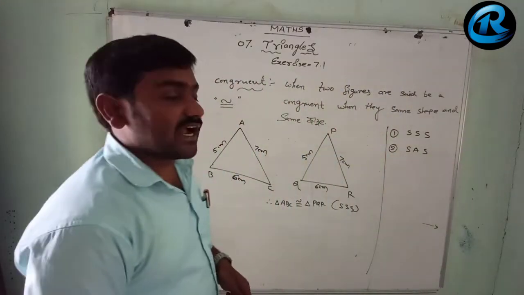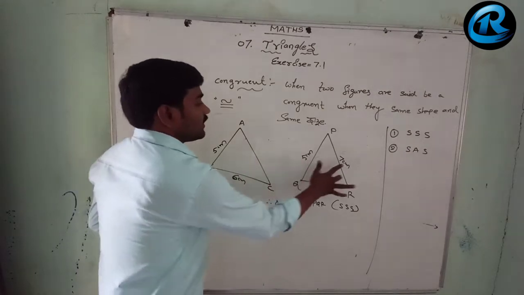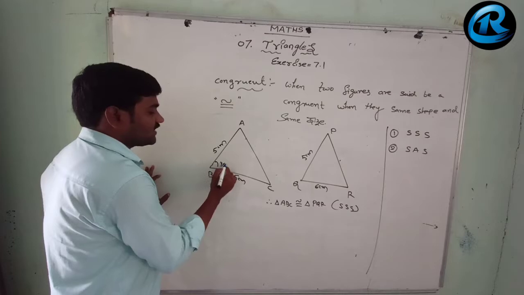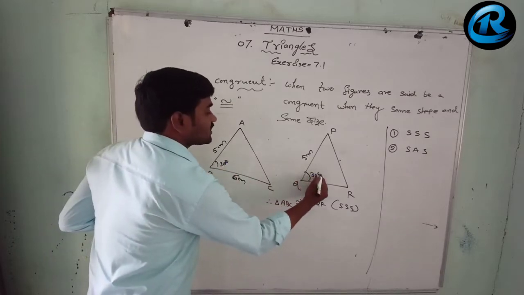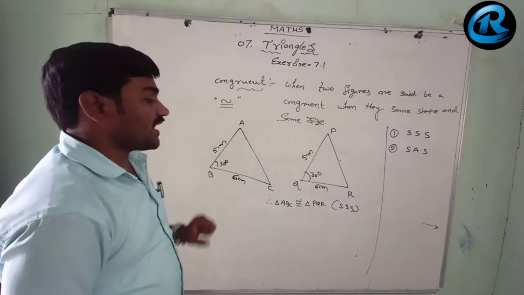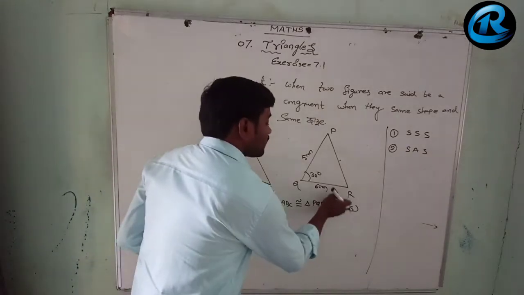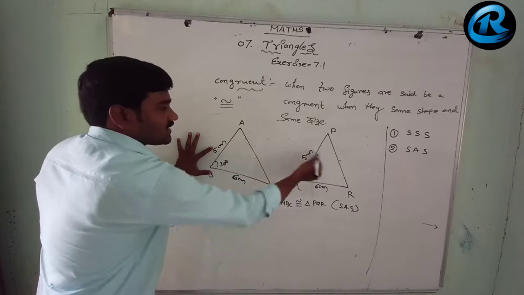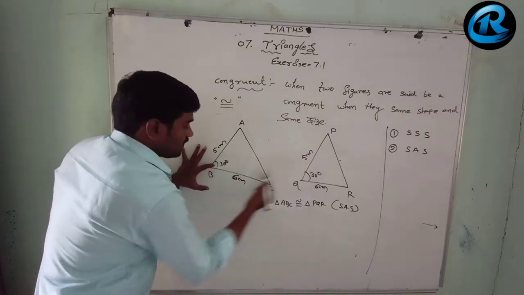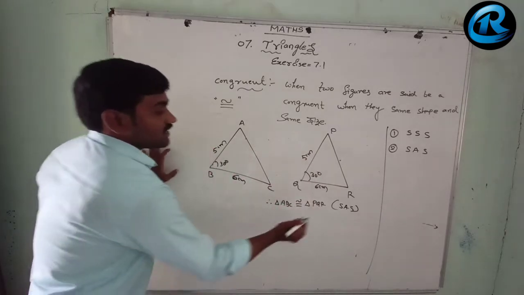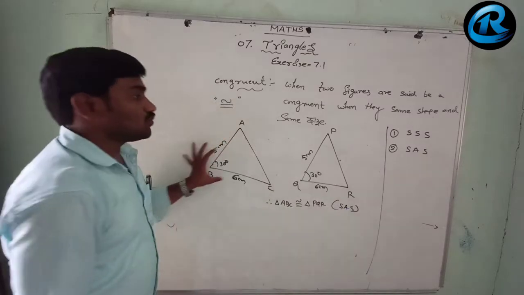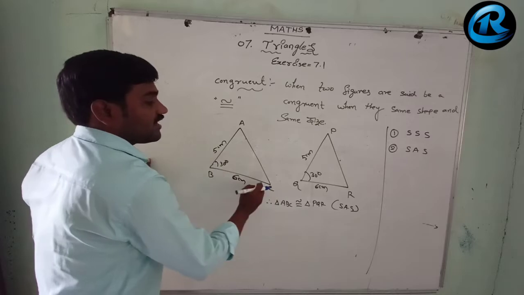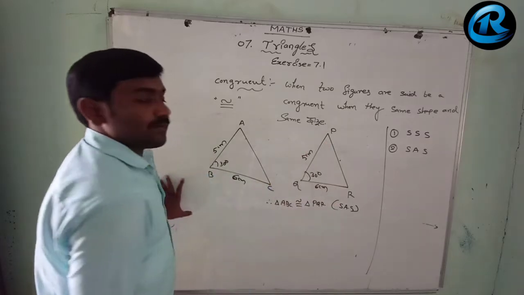The second one is side angle side. Suppose here they are not given 3 sides, they are given only 2 sides and one angle. Now we can say that these two triangles are also congruent by the rule of side angle side: these two sides are the same, these two angles are the same and these two sides are the same. So triangle ABC is congruent to triangle PQR.